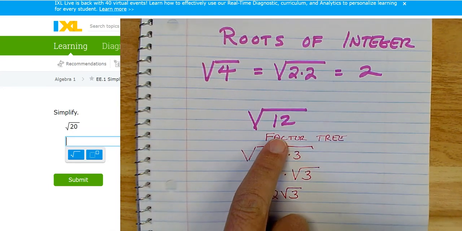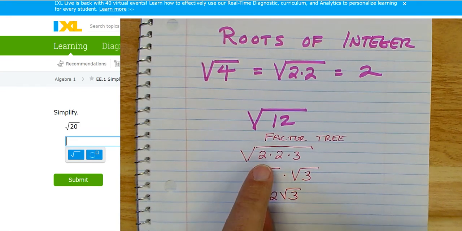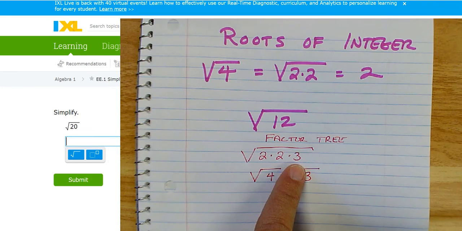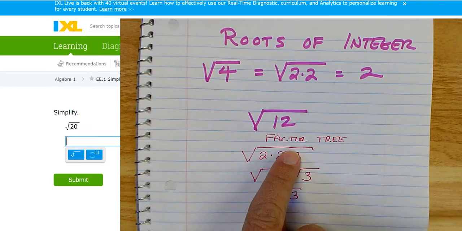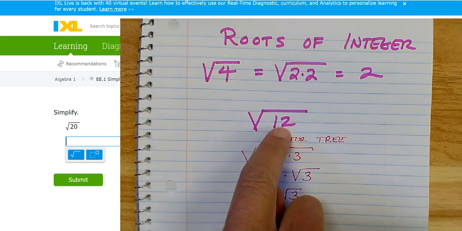Well, what if I get to something like a 12? Well, I can't take the square root of 12 because it's not a perfect square. But I can factor tree it. So it's 2 times 2 times 3, right? Because 2 times 2 is 4 times 3. So I could break this square root up into the square root of 4 times the square root of 3. The square root of 4 times the square root of 3 is the square root of 12.